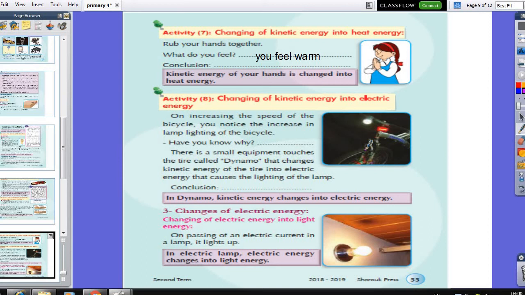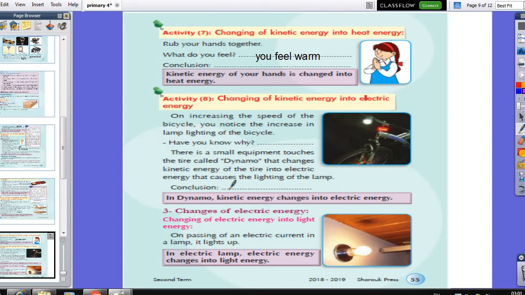This activity is very important. We have something called a dynamo. A dynamo is a small device which helps us to obtain electric energy or electricity. The small dynamo will be connected to the tire of the bicycle. When the tire of the bicycle rotates, here we have rotation, movement, so here we have kinetic energy.